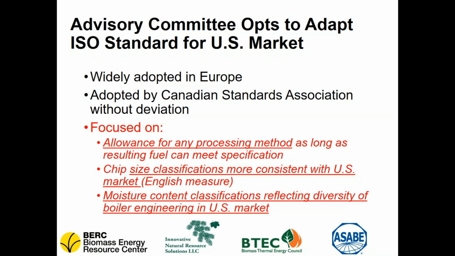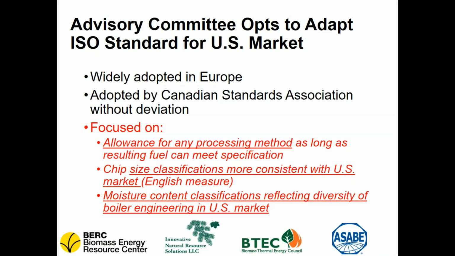But where we chose to focus for the modifications or deviations of the standard were around creating greater allowances for how the fuel is processed from big pieces of wood into small pieces of wood. The ISO standard really was limited to chipping with knives. We wanted to allow a greater agnostic approach to how you take big pieces and make small pieces to have a usable fuel meeting the specification.